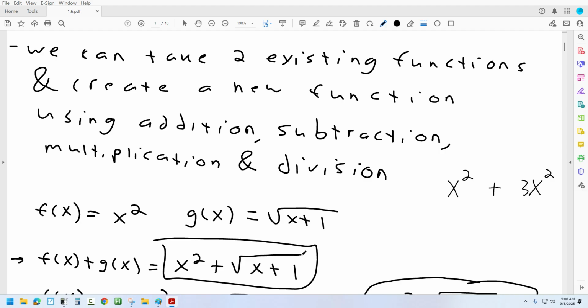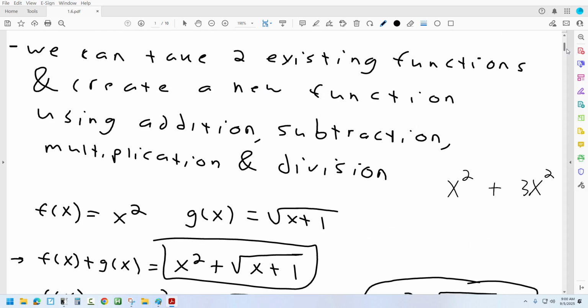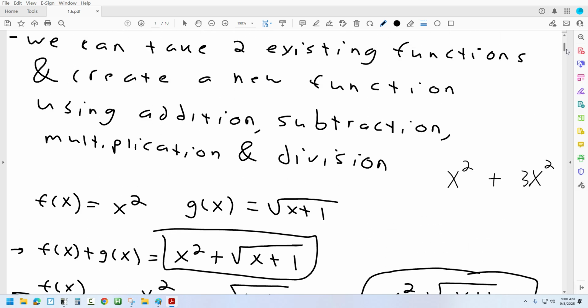We could do the same thing with subtraction. So if you wanted to combine these two to create the function f of x minus g of x, you literally would just write that down. x squared minus the square root of x plus 1.